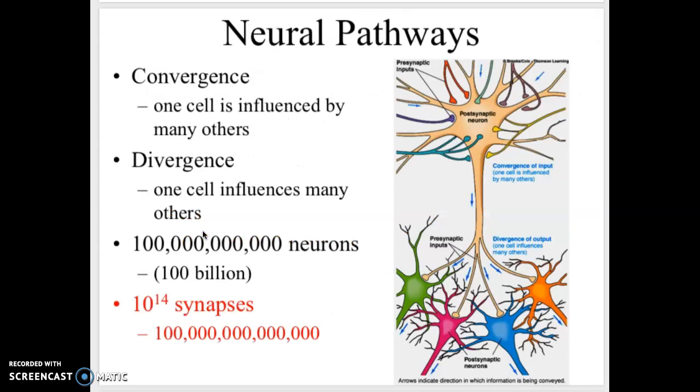Neurons can have multiple different pathways. There can be, for example, one neuron that splits into many, or there can be many neurons that converge into one. So convergence: one cell is influenced by many others. Here you can see there's one neuron and there are all these other neurons converging together to make one. Divergence: here this one neuron is splitting up, dividing to signal many other neurons.